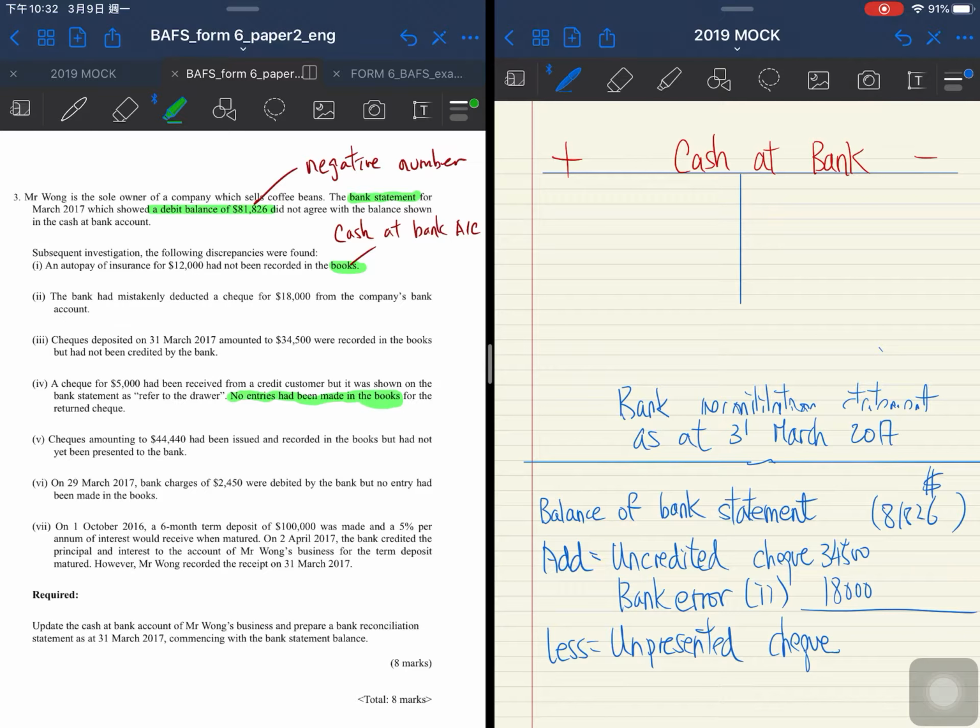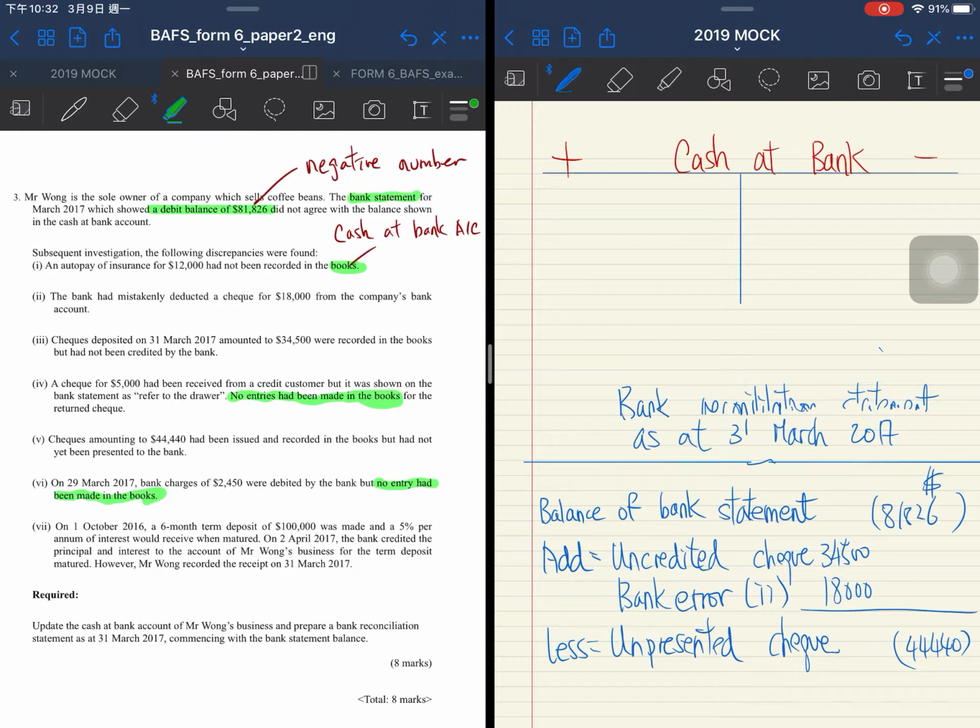Number 5, a cheque amounting to 44,440 had been issued and recorded in the books, but had not been presented. So this is the unpresented cheque. And number 6, bank charges were deducted by the bank, but no entry had been made in the books. It gives us a hint that we have to adjust it in the cash at bank account.